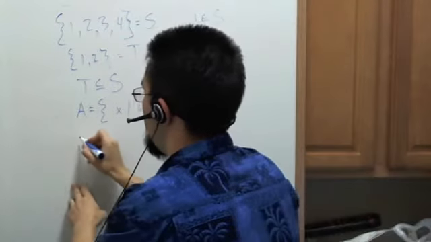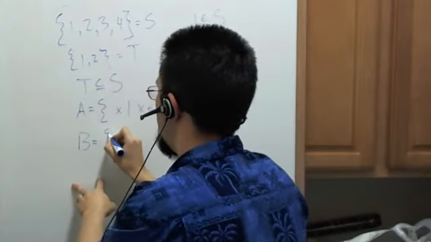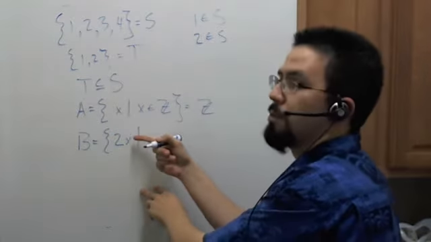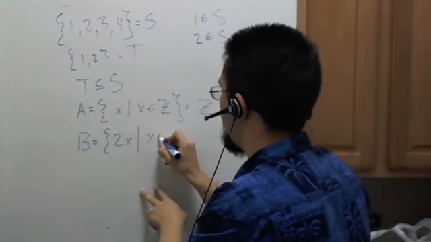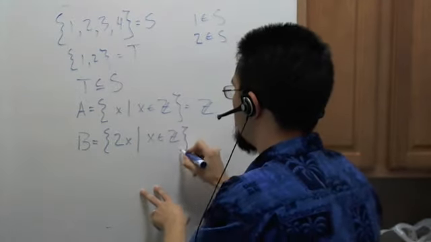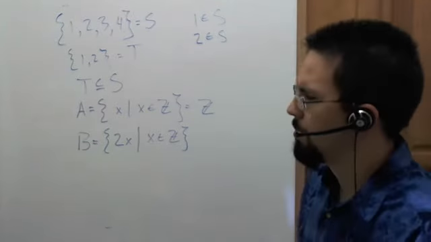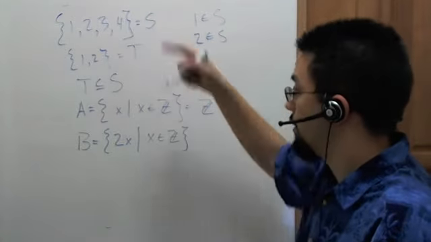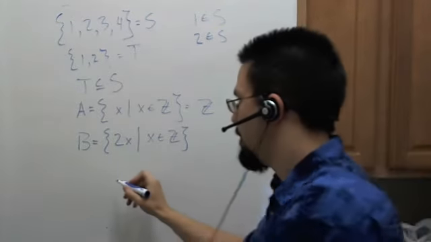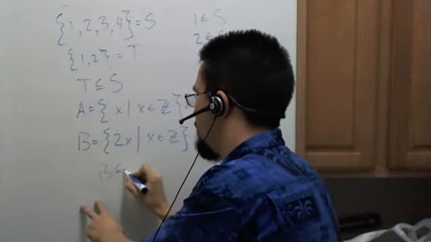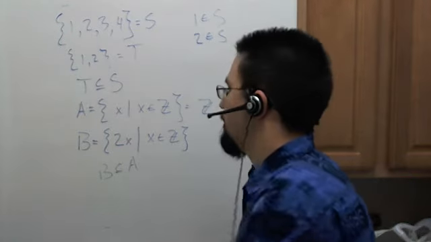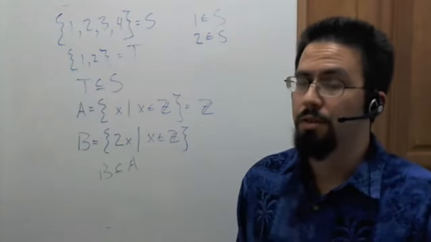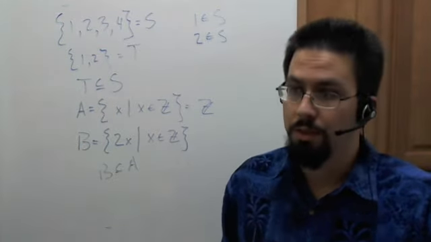Let's define another set B. B is going to be the set of all numbers in the integers but multiplied by 2. And this may be a slightly familiar set. This is a set of all even integers, which, given our previous definitions, we can see that B is a subset of A. It's fairly common that integers are going to contain all even integers. The integers are also going to contain all odd integers.